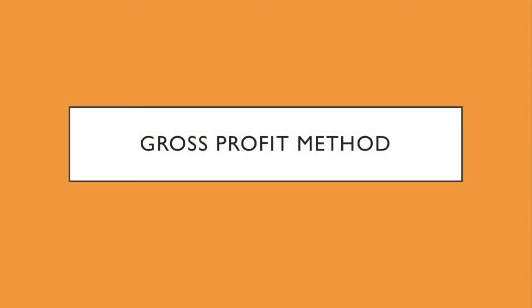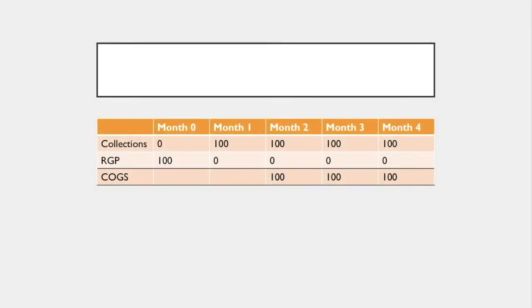Gross profit method. The gross profit method is the opposite of the cost recovery method. Under the cost recovery method, it's very conservative in that you do not recognize gross profit until the cost has been fully recovered. Under the gross profit method, all collections are applied first to the gross profit, and only after that do you apply the collections to the cost. So it's just the exact opposite.